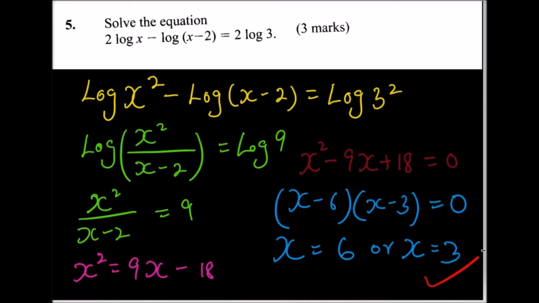You get a mark here, a mark there. You get 1 mark for solving the quadratic equation, and 1 mark for getting the answer. So that's how marks will be awarded in this question.